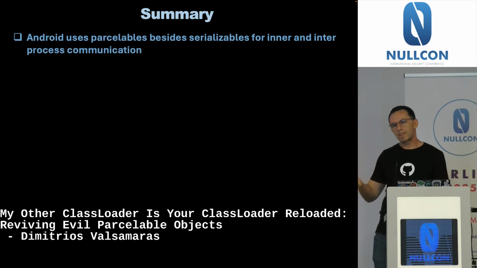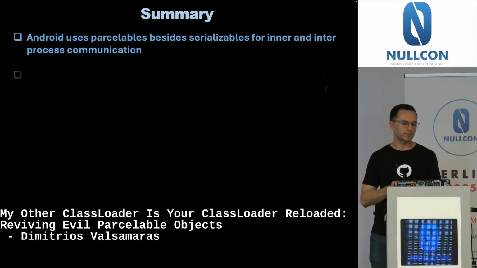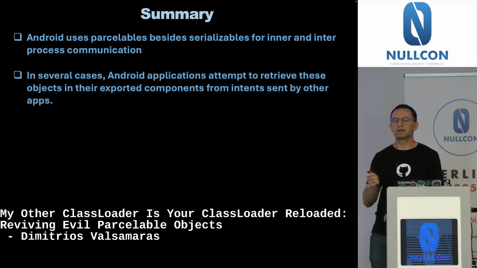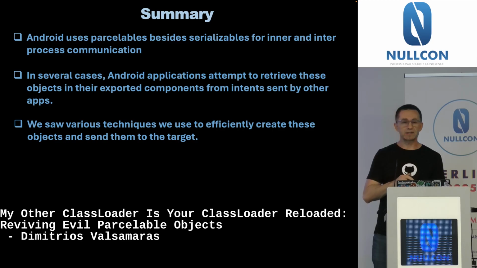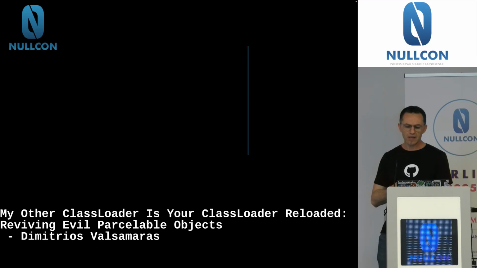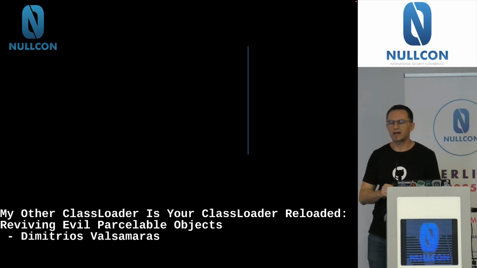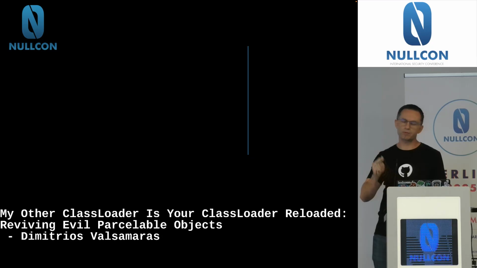Alright, so let's summarize what we have so far, this first part. Android uses parcelables besides serializables for intra- and inter-process communication. In several cases, Android applications try to get these objects from intents that may originate from other apps. And once again, just to highlight that, this is very, very common. We already saw various exploitation techniques, how we can actually create these kind of objects and send them to the targets. What stands out from what we said so far is that we can indeed create these kind of objects for small to medium sized classes.